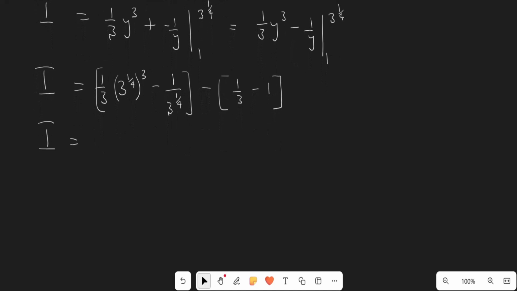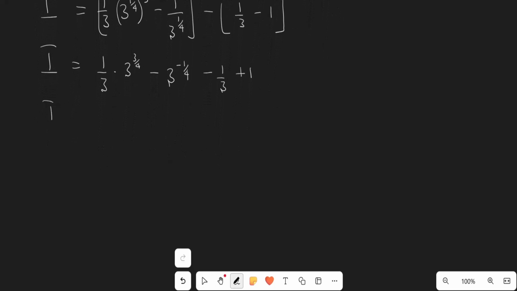So I is going to be equal to what really? So this is 1 over 3 times 3 raised to the power 1 over 4 raised to the power 3 is 3 raised to the power 3 over 4, minus this one is 3 raised to the power negative 1 over 4, minus 1 over 3 plus 1. That is just distributing in with the negative.